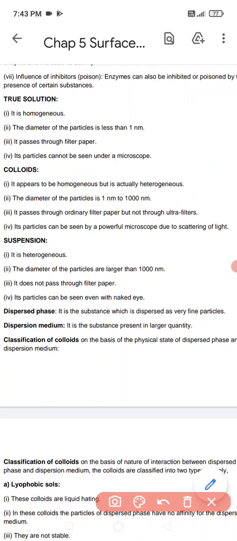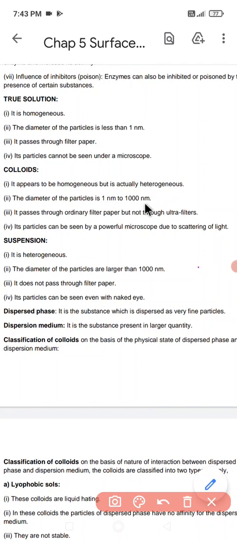Another example is blood. Blood is also an example of a colloidal solution. Fog, these are all examples of colloidal solution. Okay, so this point is very important: although it appears to be homogeneous, it is actually heterogeneous in nature. These are some of the characteristic features of colloids.